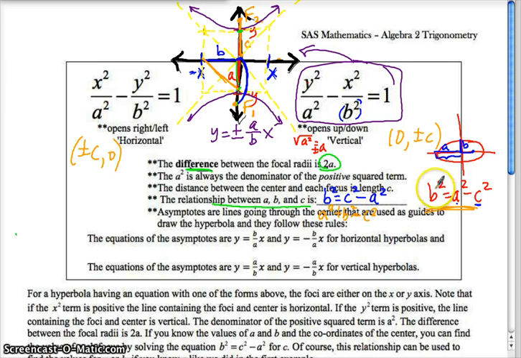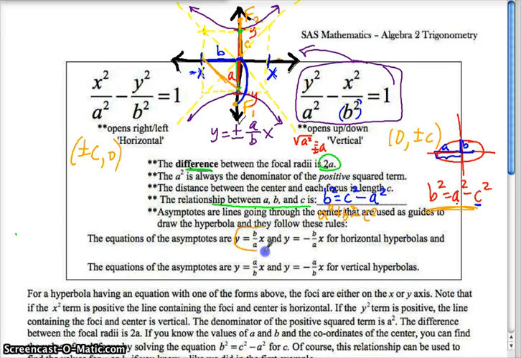So maybe just memorize it's b squared equals a squared minus c squared for an ellipse, and c squared minus a squared for a hyperbola. But I want that to make sense in your brain, because in an ellipse, a is the longest part, c is shorter because the foci are on the inside. In a hyperbola, c is the longest part because the foci are above and below the length of a.